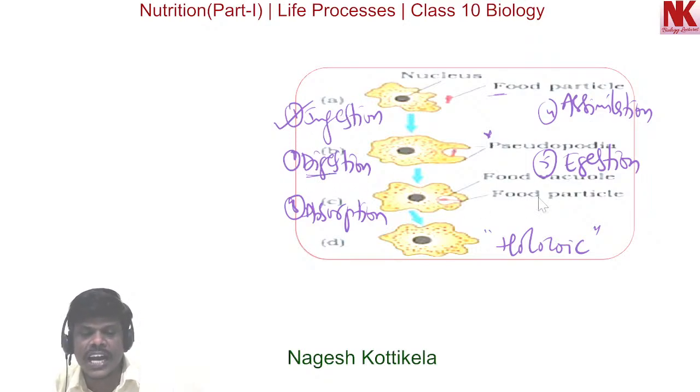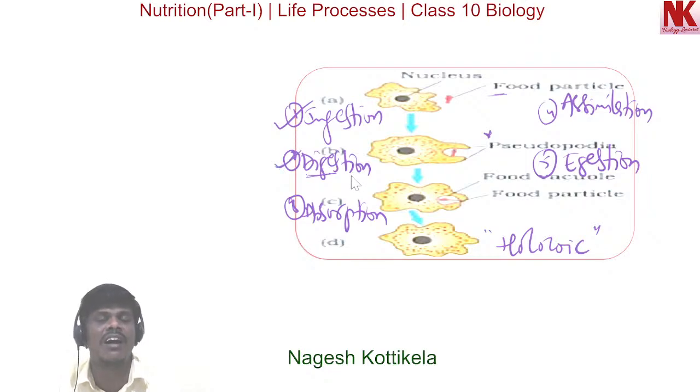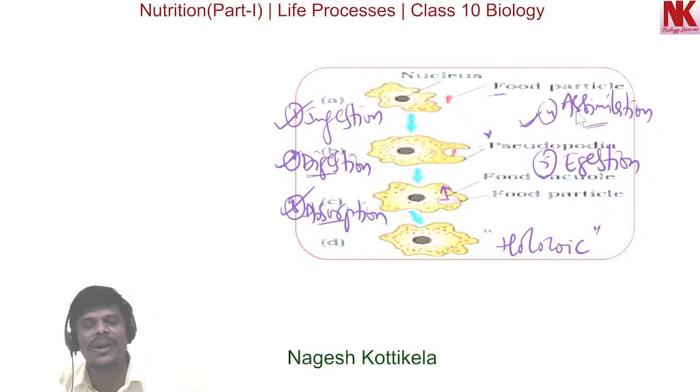After ingestion, the food vacuole is formed. Inside that food vacuole, the digestion process occurs. That is, complex food materials break down into simpler ones inside the food vacuole. After that, the simpler nutrients are diffused into the cytoplasm. That is what we call absorption. Now in the cytoplasm, those nutrients are utilized and oxidized to release energy. That is what we call assimilation.